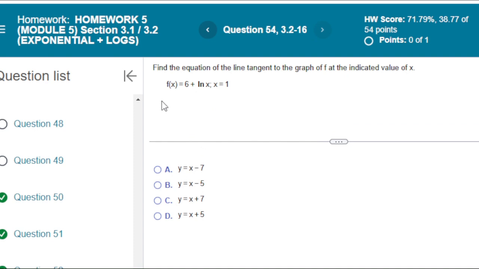And this one is also similar. f of x equals 6 plus natural log of x. Find the equation of the line tangent to the graph. So again, you could graph this in Desmos if you want to get a feel for what the tangent line looks like. But ultimately, you need to take a derivative and plug in 1 and also find f of 1. So find f of 1 and f prime of 1 and use the point and the slope to find the equation.